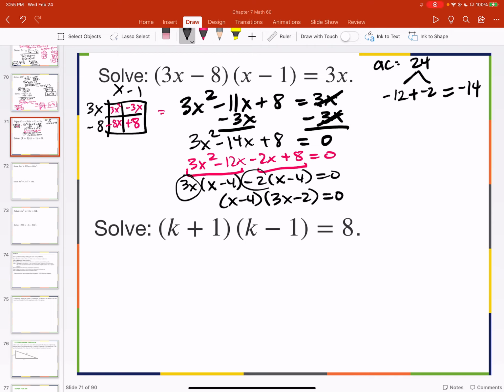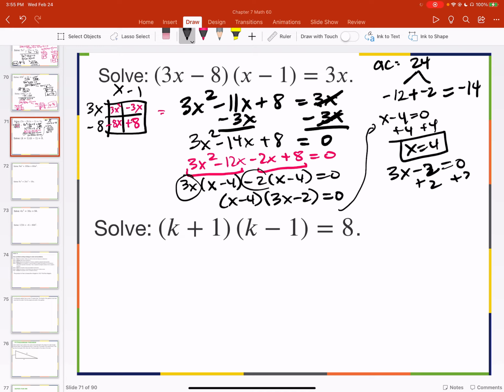But we're not done. We have to solve. So zero product property. x minus 4 is equal to 0 gives us that x equals 4 is one of the solutions. The other solution is 3x minus 2 equal to 0. We need to solve, right? Two-step equation, boom. 3x is equal to 2. Divide both sides by 3. You get x is equal to 2/3. And that is it for this one, okay?